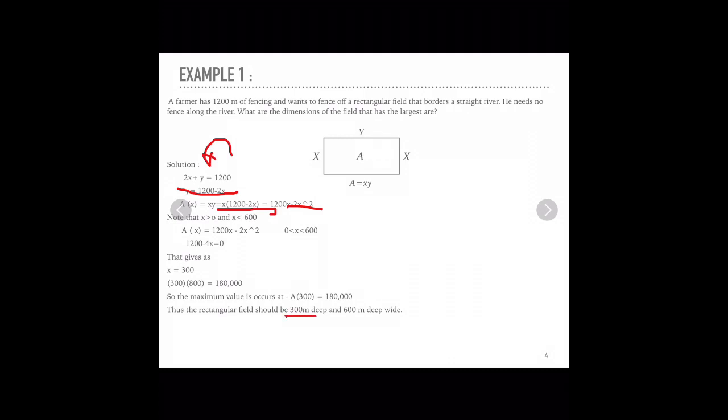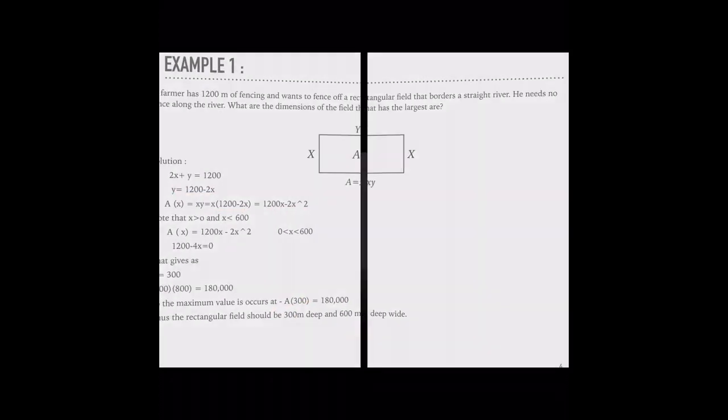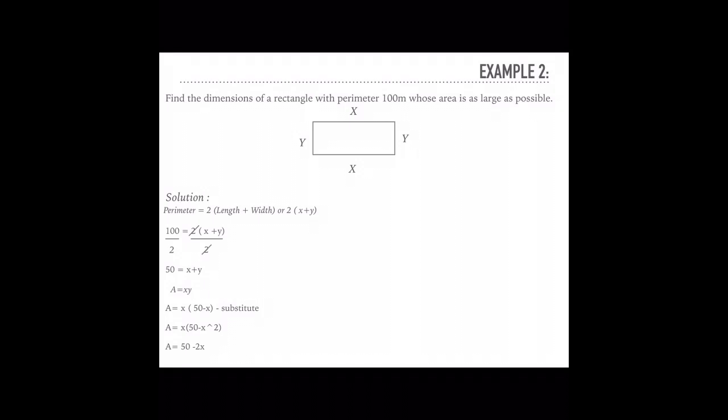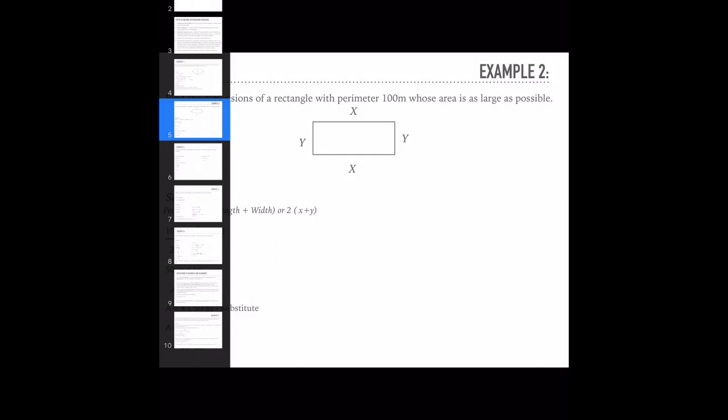So mapapansin niyo po may 2, so pwede natin po i-cancel siya. Both sides divided by 2. So 100 divided by 2 is 50. So 50 equals x plus y. So pwede na po natin magamit yung formula na A equals xy. So A equals x(50 minus x). Tapos isa-substitute po natin si x sa 50 minus x.